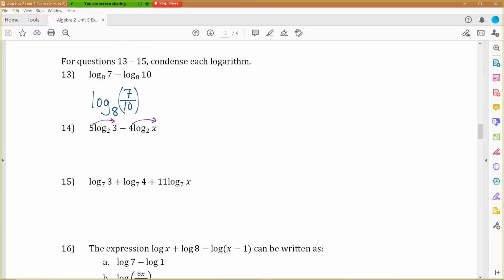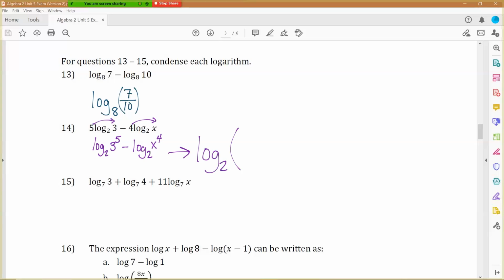For the next one, we have to use the power property. So we have a 5 and a 4 sitting in front of our logs. So we're going to rewrite as 3 to the 5th power and x to the 4th power. And then again, we have subtraction. So we're going to combine them using division.